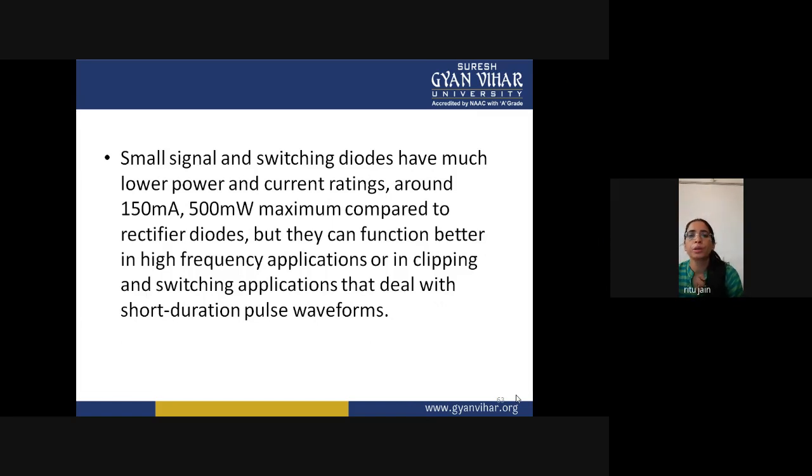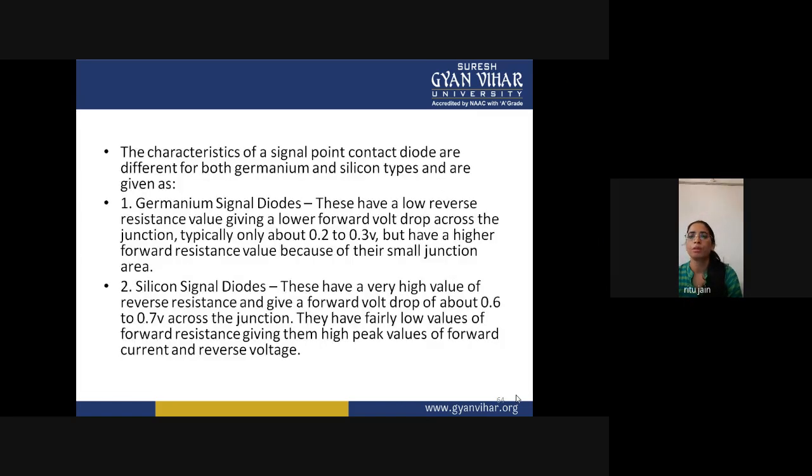Okay, so because this is having a very low rating, it is very easy to use a signal diode as a switch or for high frequency applications. Now, let's come to the basic characteristics of signal diode. So, what is the basic characteristic of a signal diode?